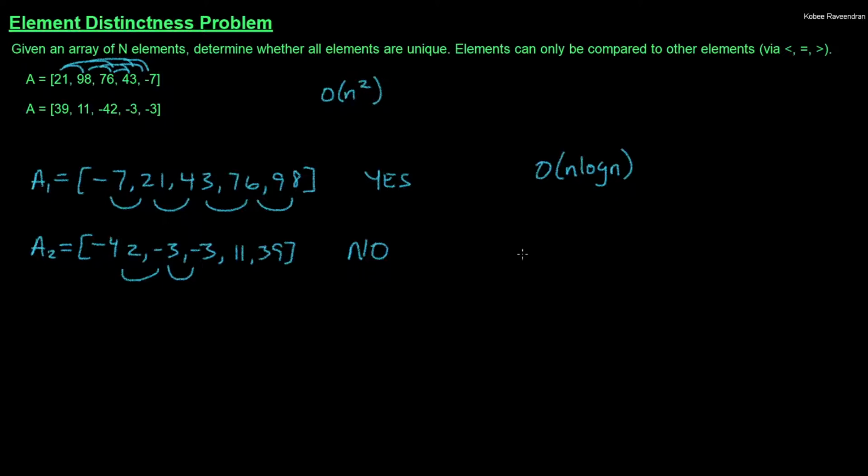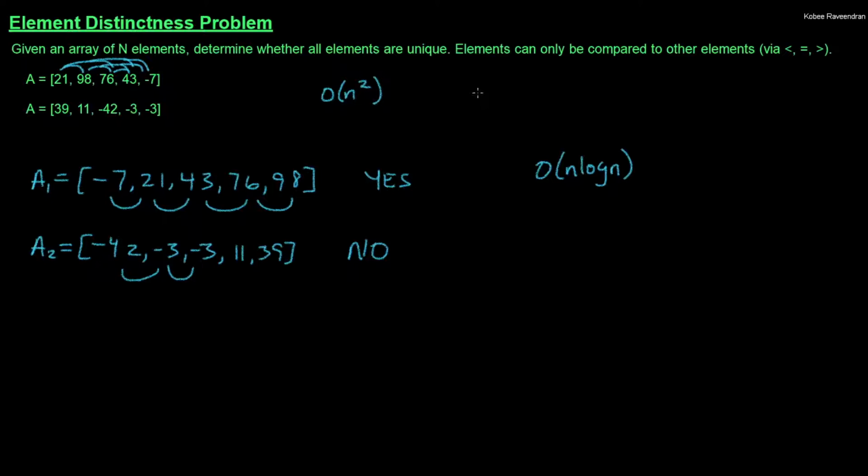Technically, yes. If we were allowed to hash, which in other circumstances we could, we could just throw all the elements into a set as we walk through the array, and whenever we see an element, we could see if it's in the set. If it is, then obviously we have a repeated element. If not, then we keep going.